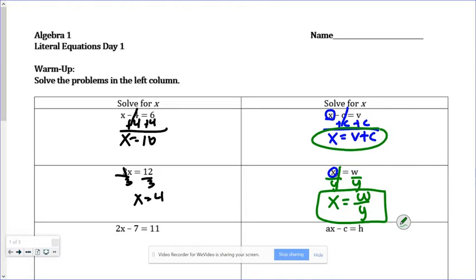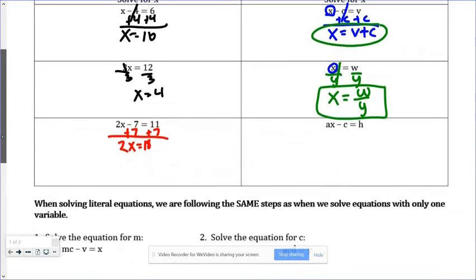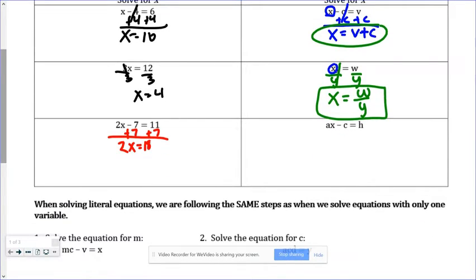All right, one more on this chart. We have 2x minus 7 is equal to 11. First step, you need to add 7 to both sides. Okay, so we get 2x equals 18. There we go. All right, now I need to divide both sides by 2. So x equals 9.